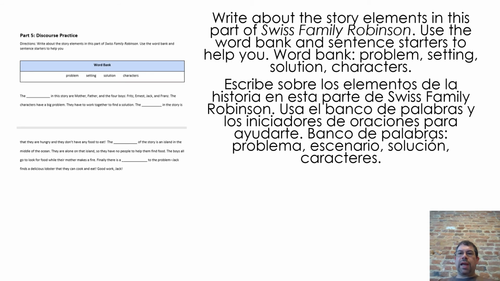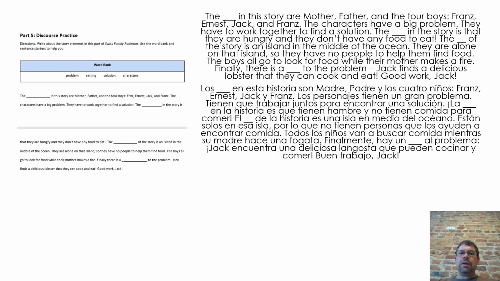Write about the story elements in this part of Swiss Family Robinson. Use the word bank and sentence starters to help you. Word bank: problem, setting, solution, characters. The blank in the story are mother, father, and the four boys, Fritz, Ernest, Jack, and Franz. The characters have a big problem. They have to work together to find a solution.